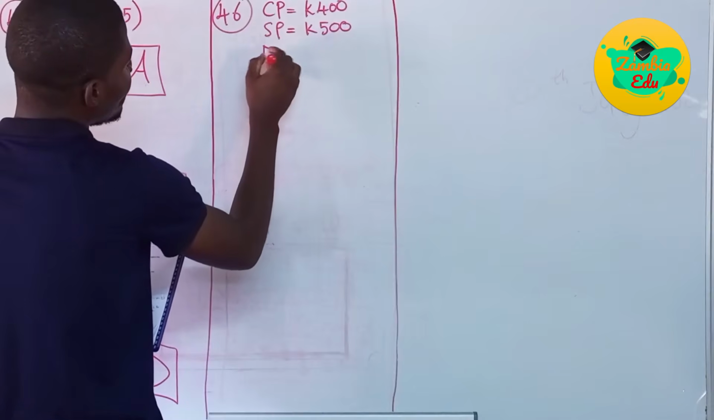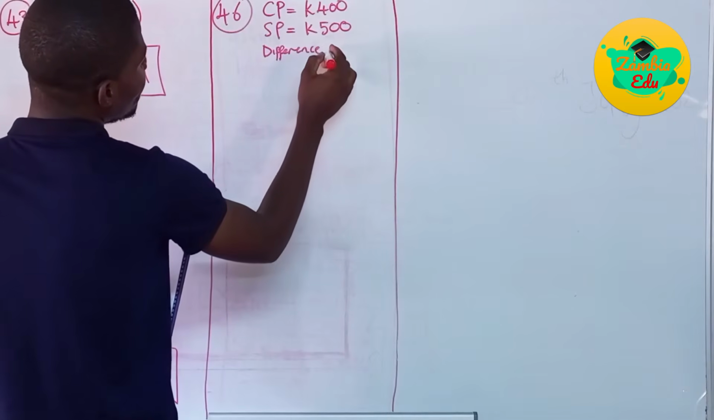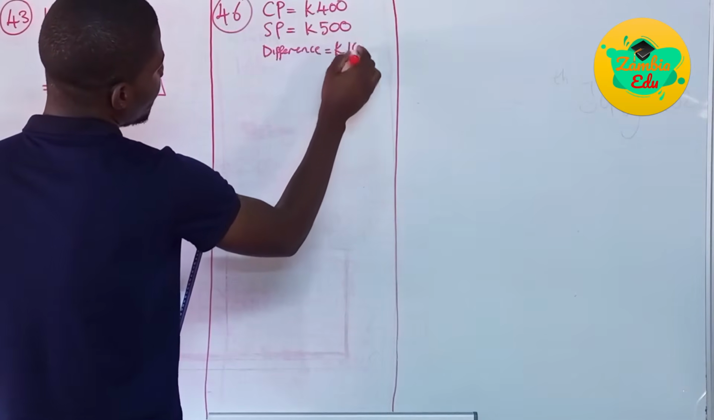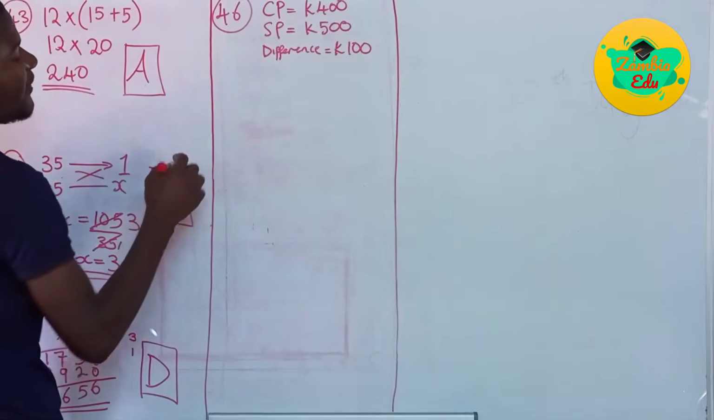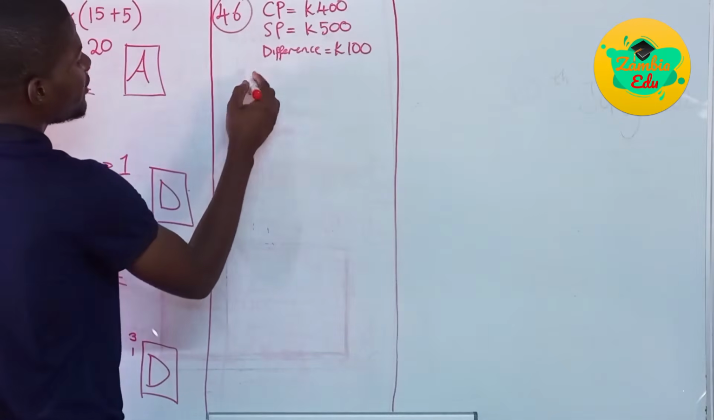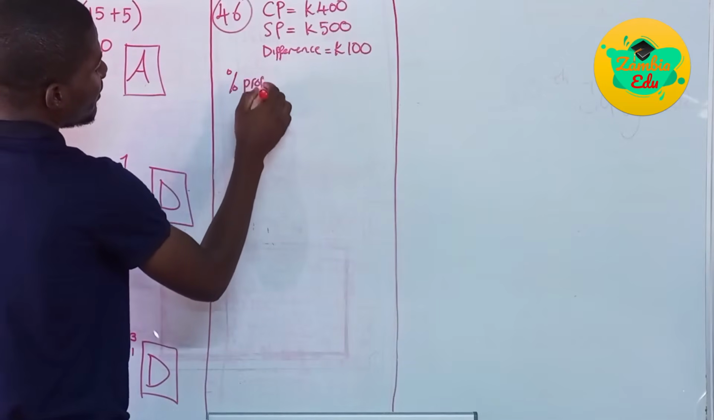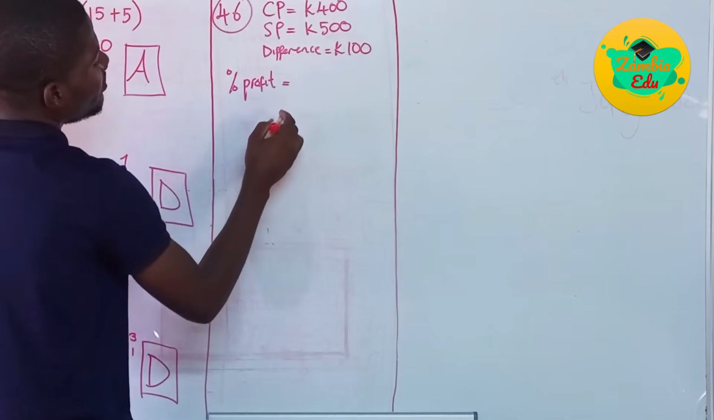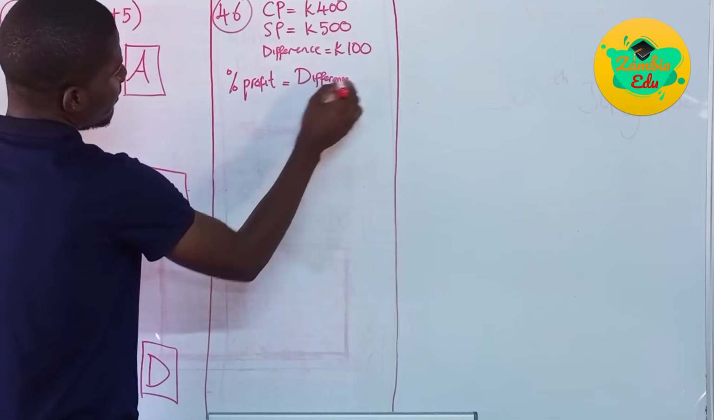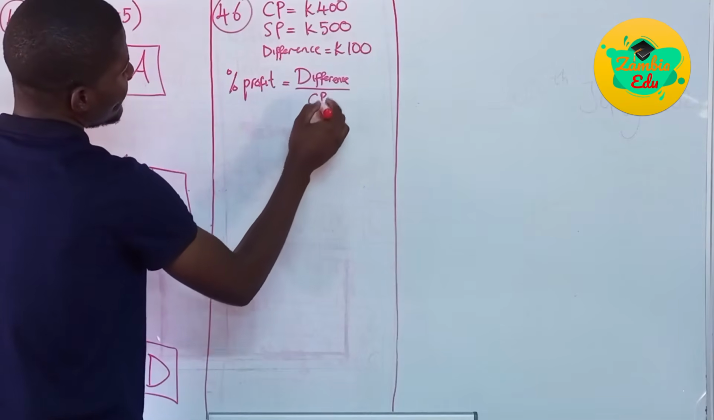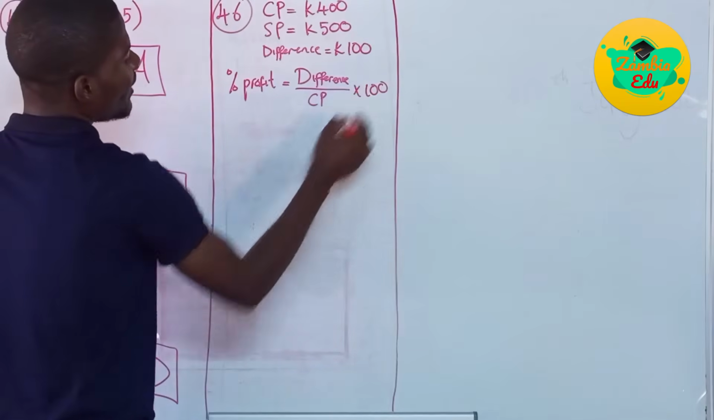Okay, what is the difference in the two? The difference in the two is 500 take away 400. We have something like 100 kwacha. Now, for us to be able to find the percentage profit, you should remember the formula. The formula of the percentage profit would be the difference over the cost price, which is the original cost of the dress, times 100.